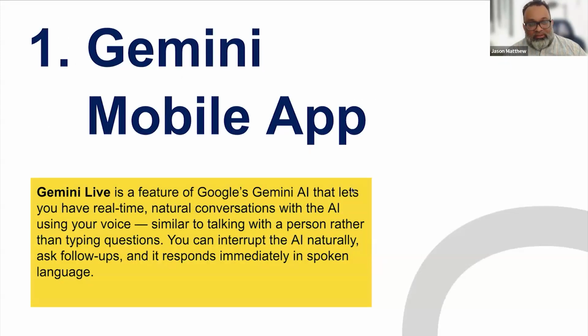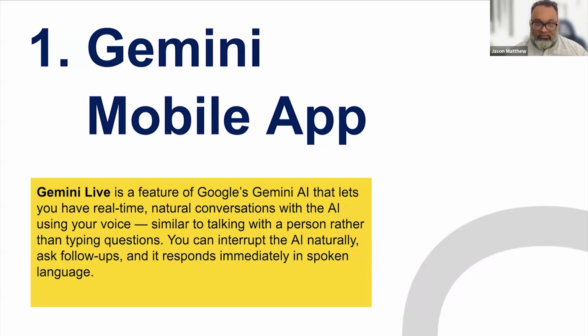All right, so the first one we're going to be looking at is the mobile app. So we're going to be looking at Gemini Live, and it's a feature of Google's Gemini AI that lets you have real-time natural conversations with the AI using your voice, similar to talking with a person rather than typing questions. And you can interrupt the AI naturally and ask follow-ups, and it responds immediately in spoken language.